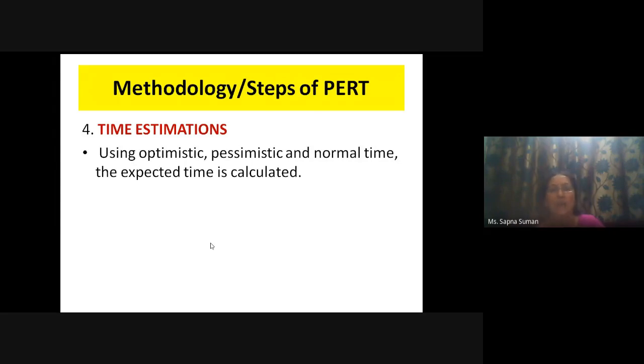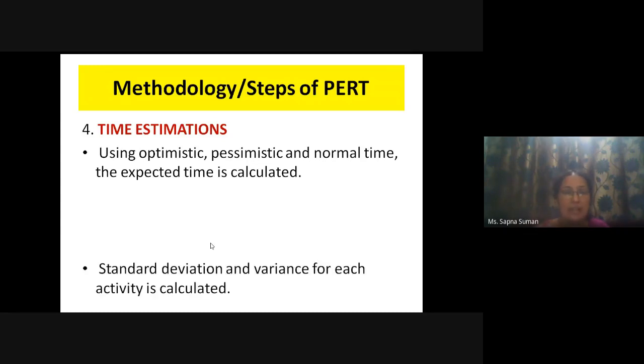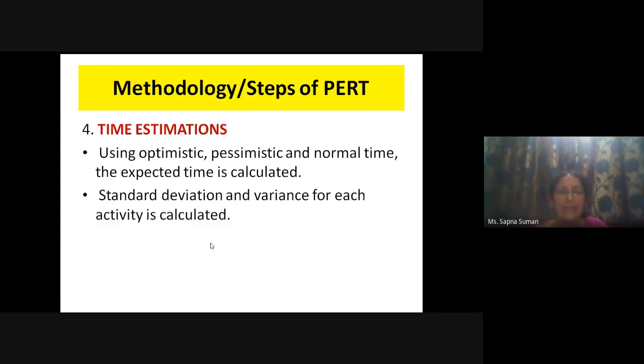So as already discussed, we will use 3 types of time here: optimistic time, आशावादी समय, pessimistic time, निराशावादी समय, and normal time, that is the most probable time, या फिर सामान्य समय. So these are the 3 types of time that are calculated or estimated in this technique. Then after this, standard deviation and variance for each activity is also calculated.